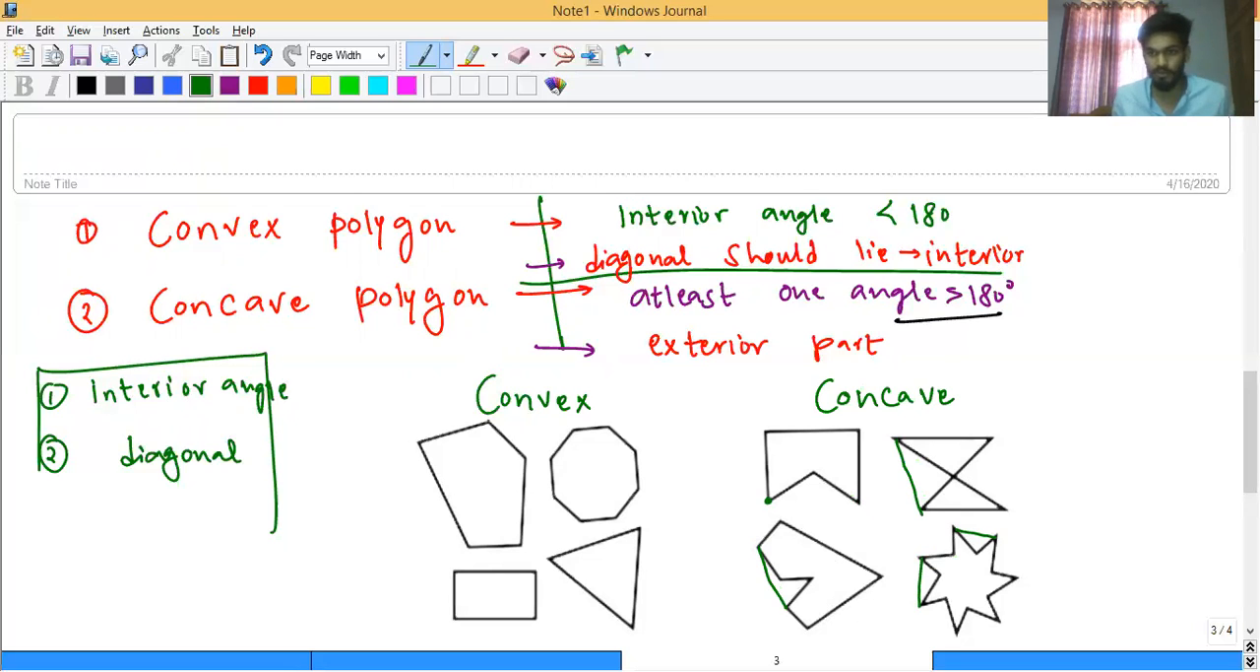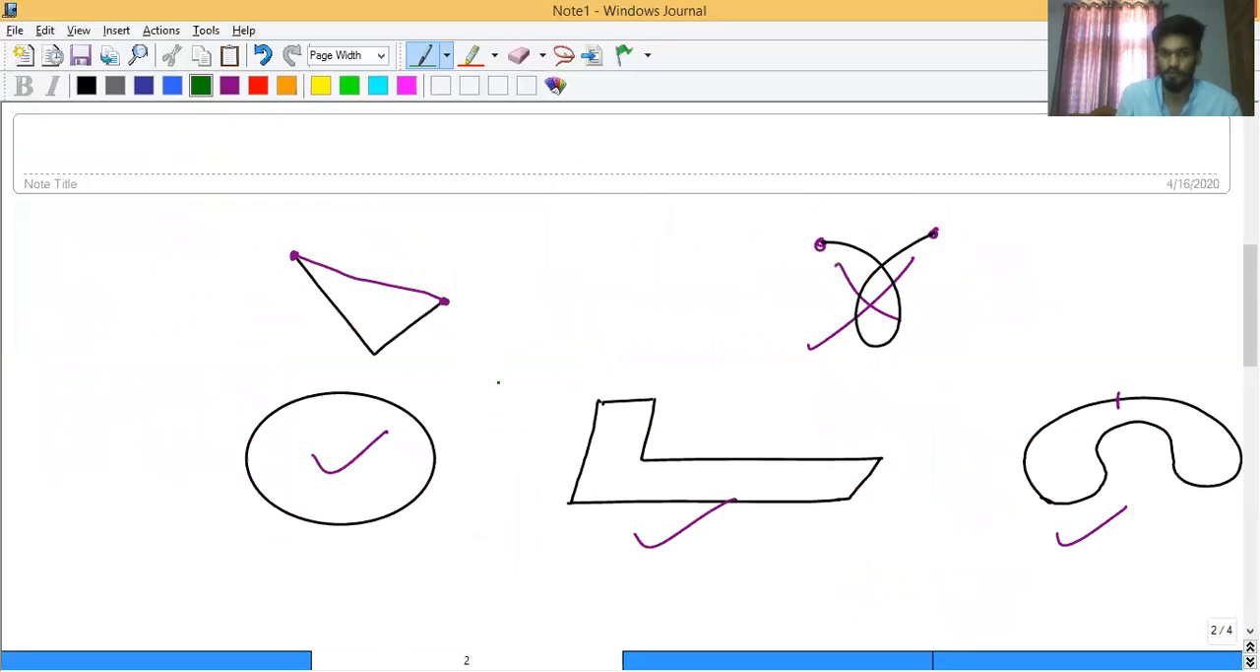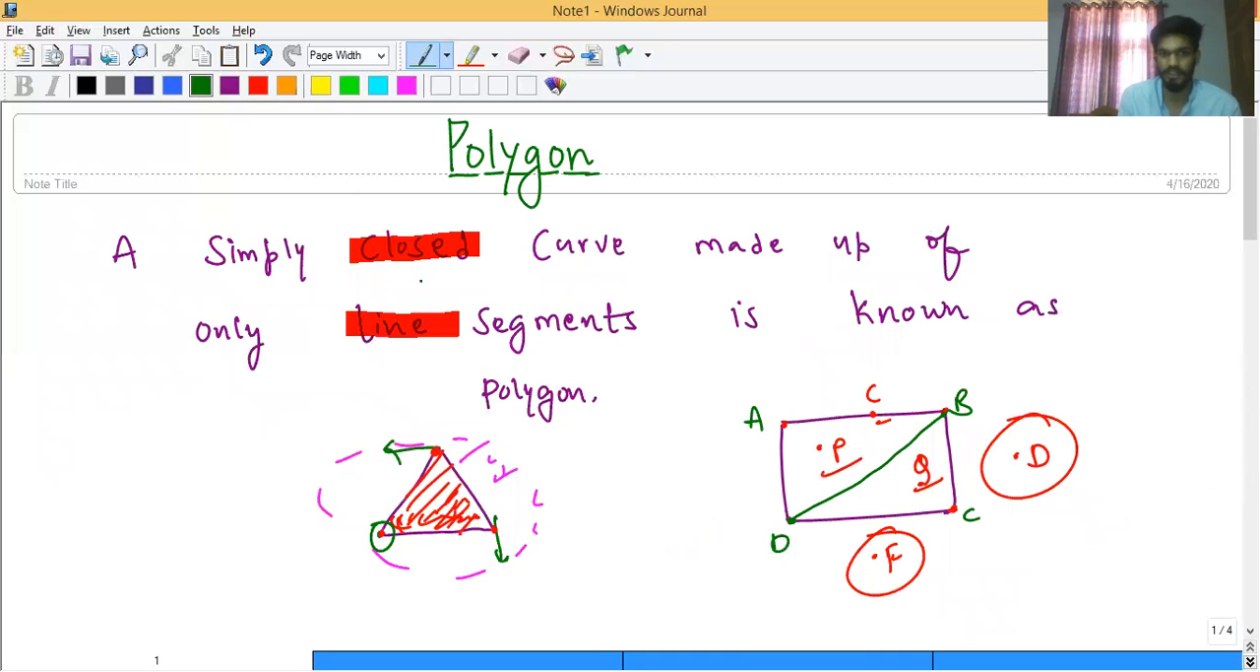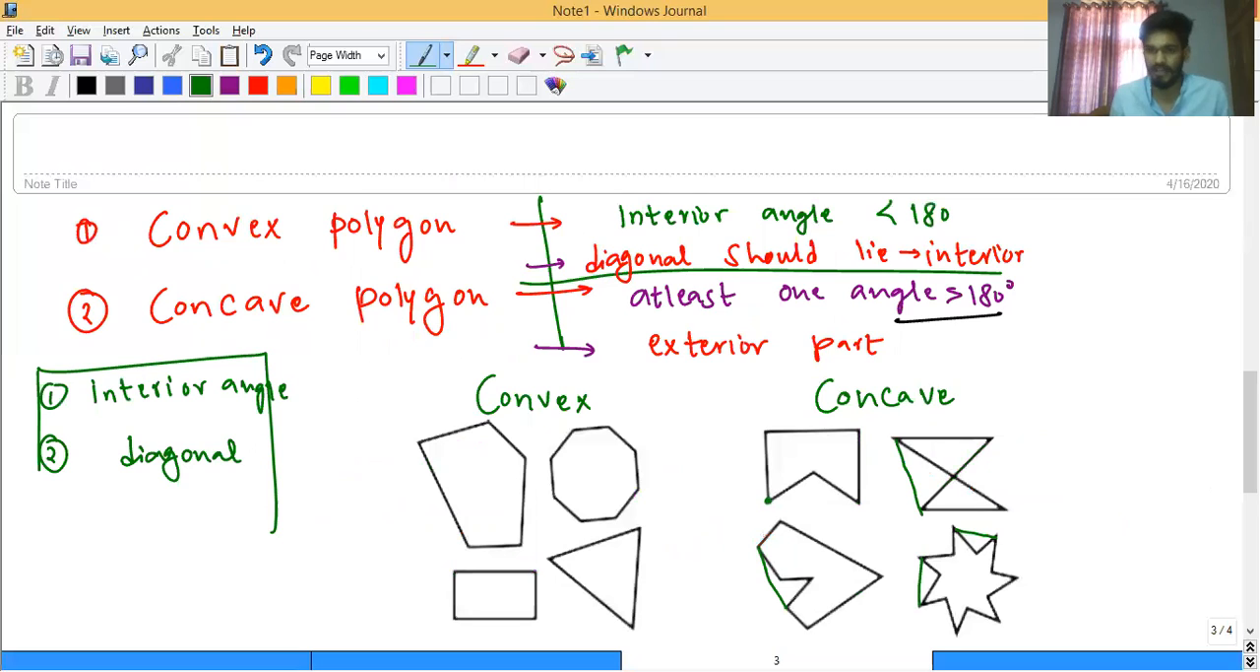So now we have studied about this. So let's make a summary of what we have discussed in this session. So first of all, we discussed polygon. Before that, we talked about closed curve. Then what is a polygon? A simply closed curve made up of only line segments. Okay, and it's classified on the basis of the number of their sides. Then we talked about diagonal as well, then convex polygon and concave polygon.